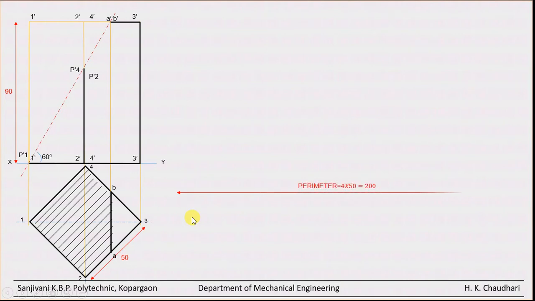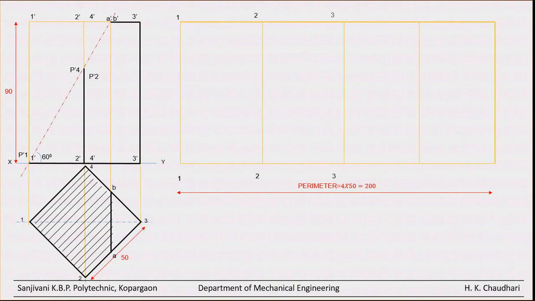So take the length of the rectangle as the perimeter, which is equal to 200 mm, clear, and the height of the prism of 90 mm. So draw the rectangle, and as usual divide this rectangle into four parts. As it is a square prism, it has four faces, so divide it in four parts and name the parts 1, 2, 3, 4 and 1 dash again. This is the overlapping edge, clear.